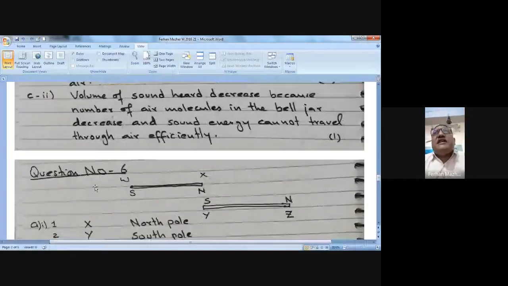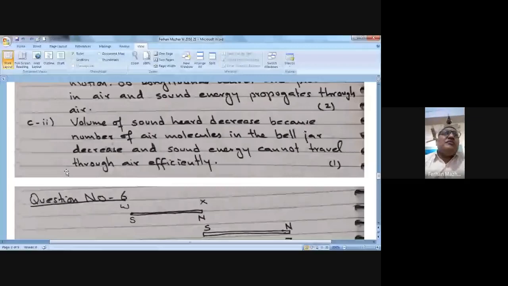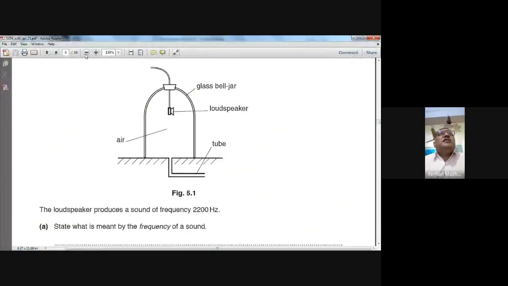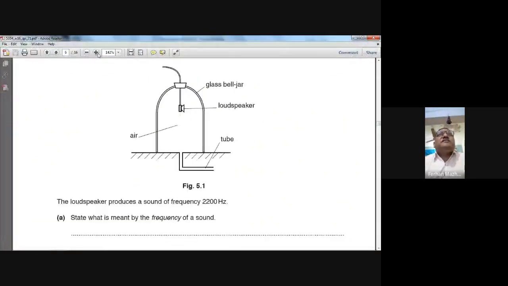Volume of sound heard decreases because the number of air molecules in the bell jar decreases, and sound energy cannot travel through air efficiently. When there are fewer molecules, the efficiency of the sound energy transfer will be affected. It will reduce. So that's why you are hearing low volume. I hope you have understood. Okay, we are moving to the next question.